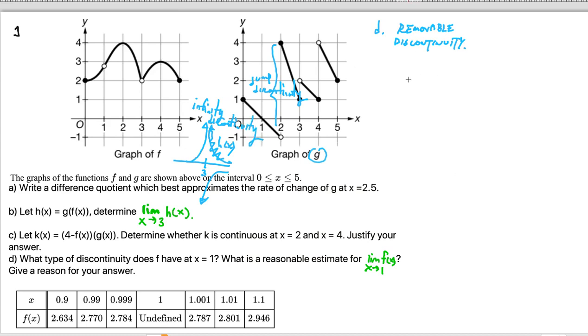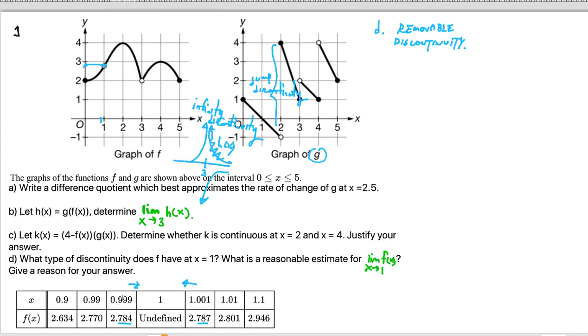In this case, you have a removable discontinuity. Now it asks for a reasonable estimate for the limit as x goes to 1 of f of x. That's fairly simple from this table. We're getting closer and closer to 1 from the left, and closer and closer to 1 from the right. It follows along closely with what the graph is illustrating. These values are close to 2.7 as I get closer and closer to 1.999, and so forth. Essentially it's asking for a good estimate for this value right here, and you just average these 2 points together.